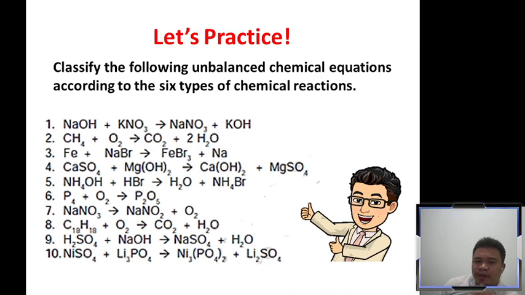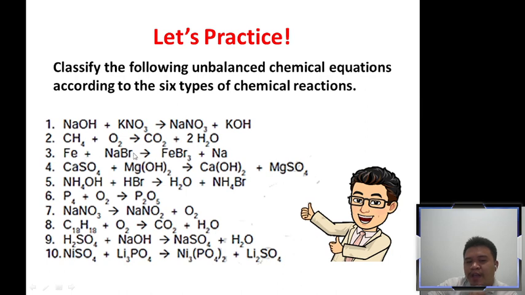So for example, number 1, NaOH plus KNO3 yields NaNO3 plus KOH. This is definitely a double replacement reaction. As you can see, you have a compound here and a compound, and they exchange ions. Now, how about number 2? CH4 plus O2 yields CO2 and H2O. This is a hydrocarbon, very obvious. So, it combines with oxygen, yields carbon dioxide and water. Yes, that is a combustion reaction. Correct.